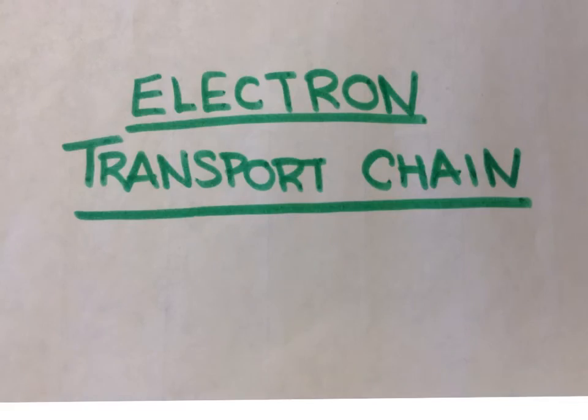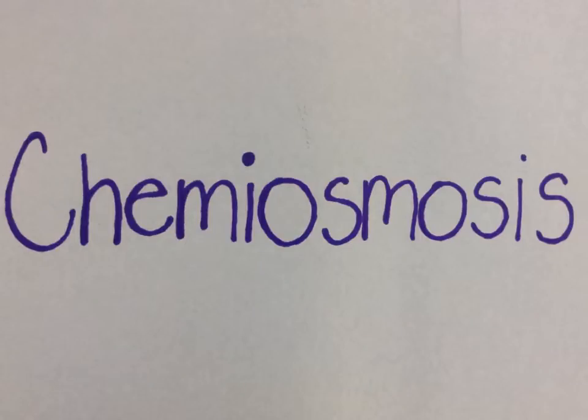Welcome to the electron transport chain. The purpose of the ETC is to make ATP through oxidative phosphorylation. The ETC also occurs in the inner mitochondrial membrane. Chemiosmosis is ATP production in cellular respiration. This is the movement of ions from an area of high concentration to low concentration through a membrane protein, which results in the release of H+, which then makes ATP.